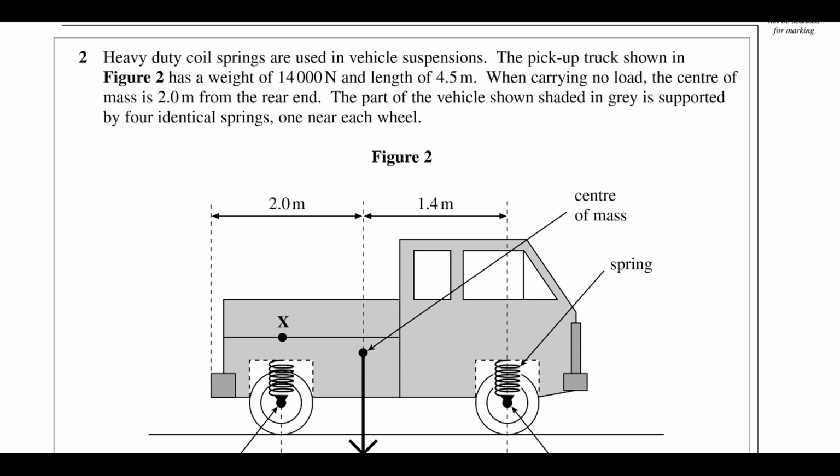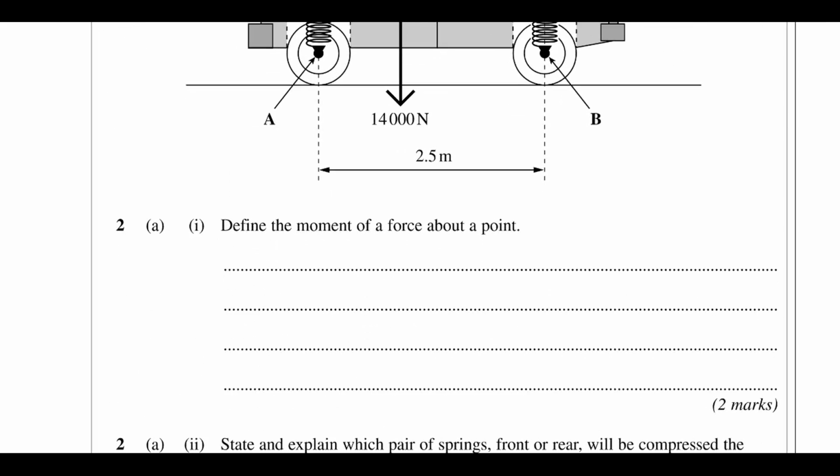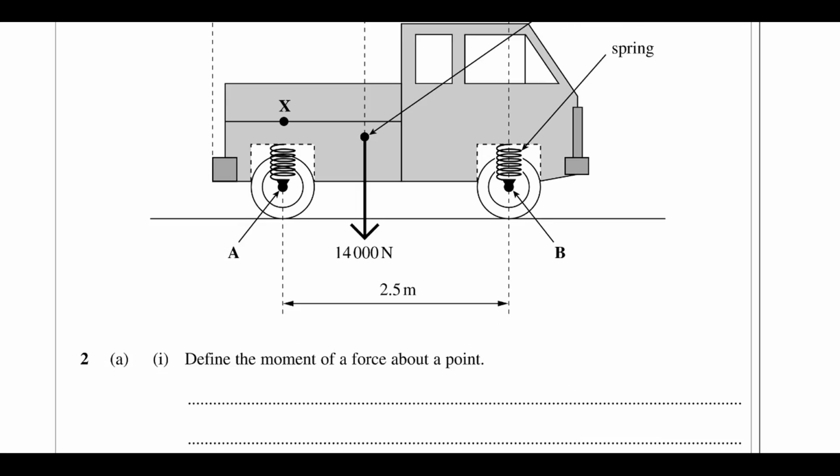Okay, so we've got some springs used in suspension on a vehicle, and we have the weight force of the vehicle and how long the vehicle is. We know where the centre of mass or the centre of gravity is when that is unloaded, and there's 4 springs on the vehicle, 1 for each wheel. Okay, so the first thing, this is going to be solved using moments.